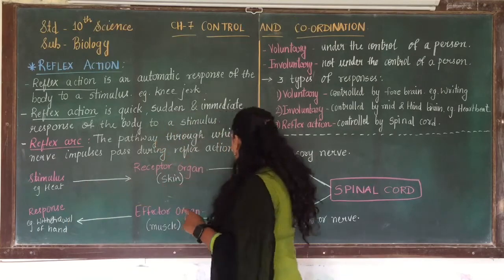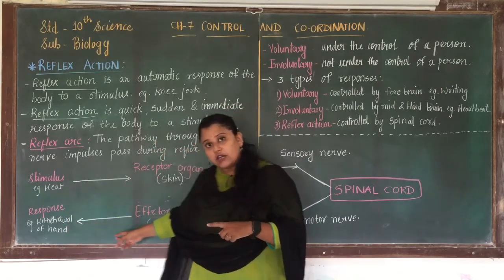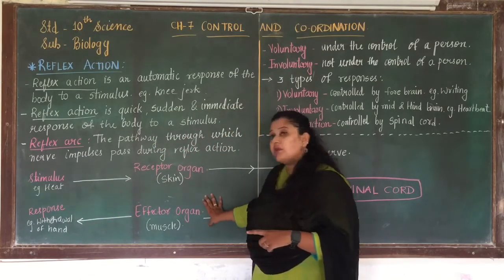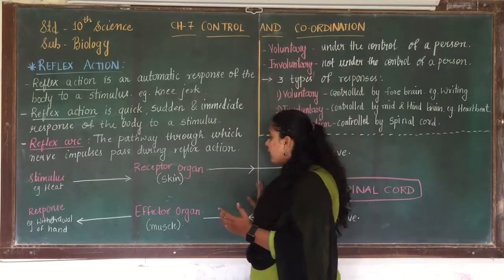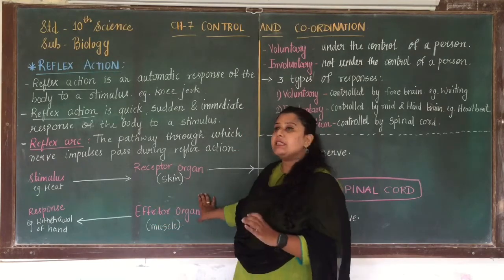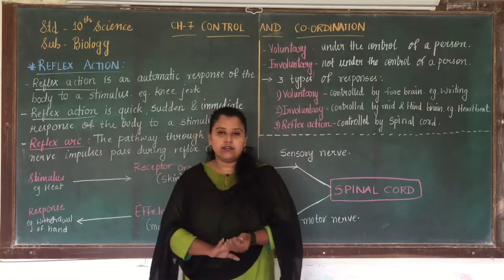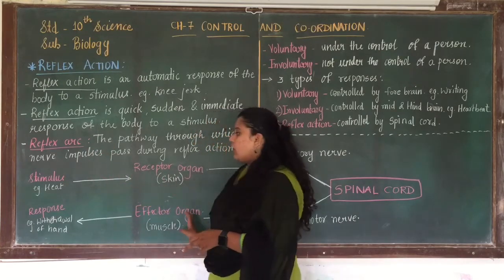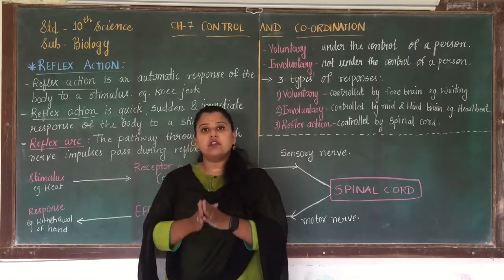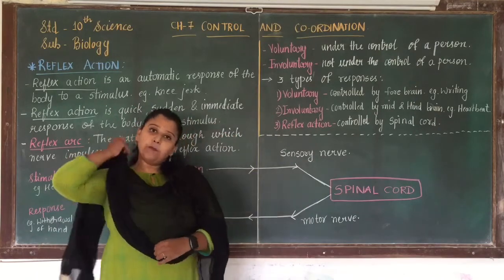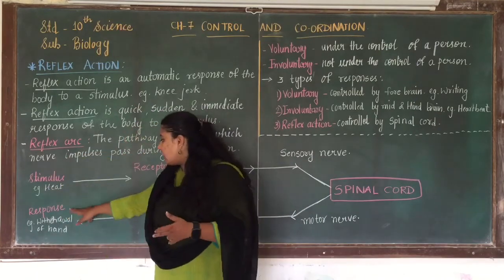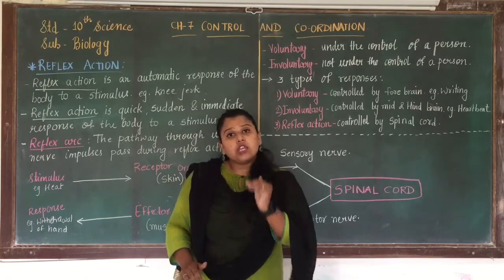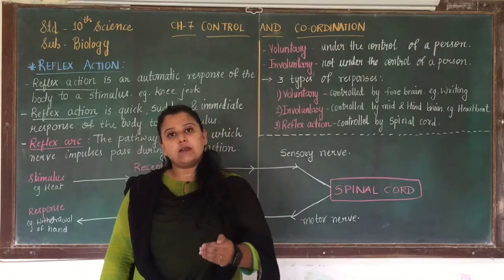So the whole pathway which is created over here forms the reflex action. The whole pathway of reflex action explains the reflex arc, right? So this is the flow chart of the mechanism of the reflex action. Now upon the reflex action, see, I have written your response. But three different types of responses are being produced.